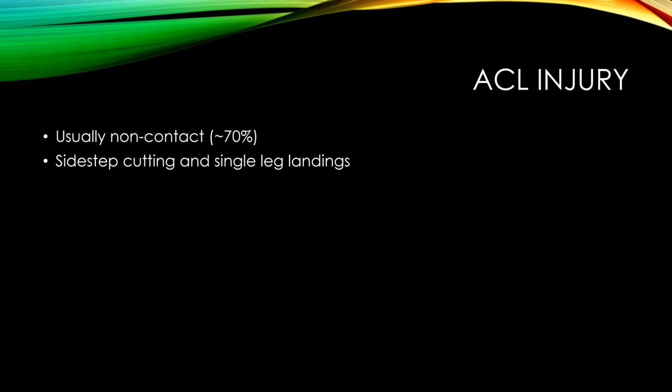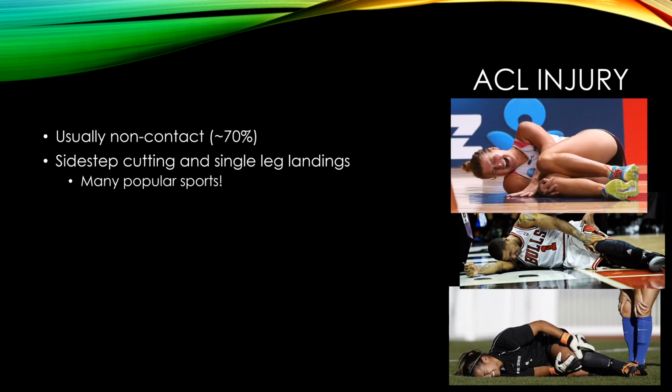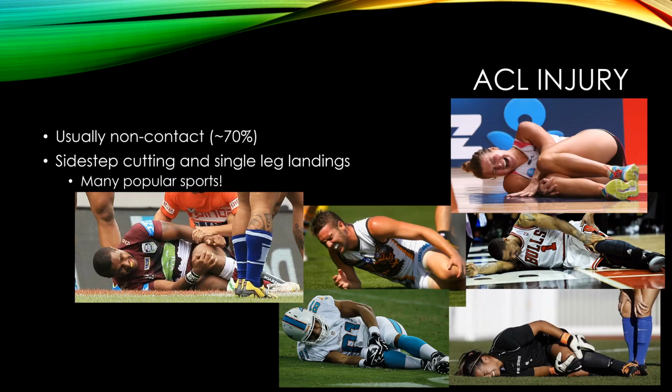Now, if you think about most common sports, they tend to involve a lot of sidestep cutting and a lot of single leg landings. And for that reason, we tend to observe a relatively high incidence of ACL injury in sports like netball and basketball and soccer and American football and Australian rules football and rugby, and pretty much any field-based sport would tend to involve a lot of these sorts of tasks. Even some indoor sports would involve a lot of sidestep cutting and single leg landing. So any sport that involves those tasks tends to have a relatively high incidence of ACL injury.